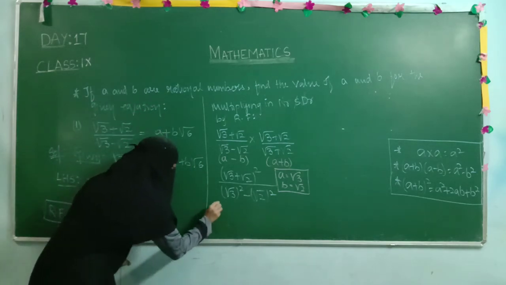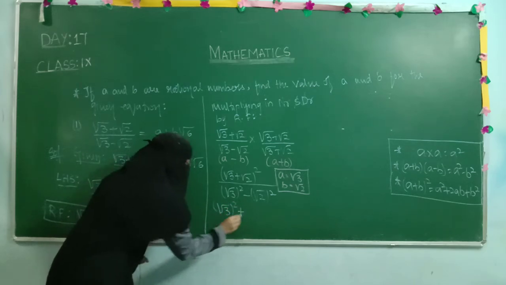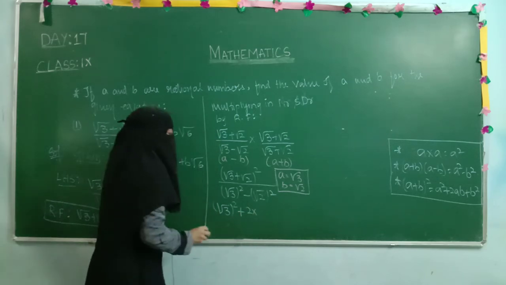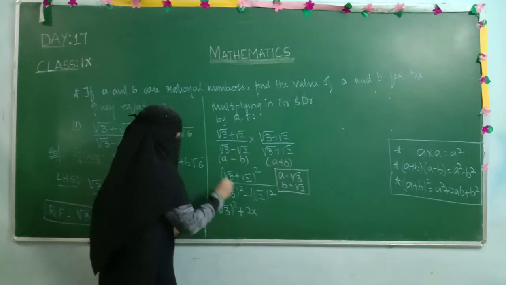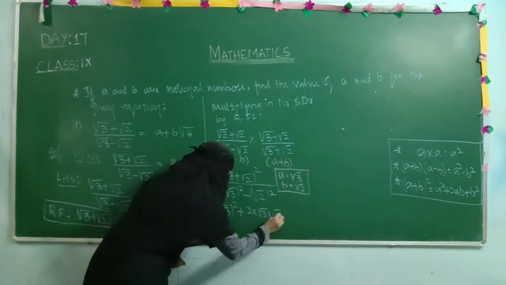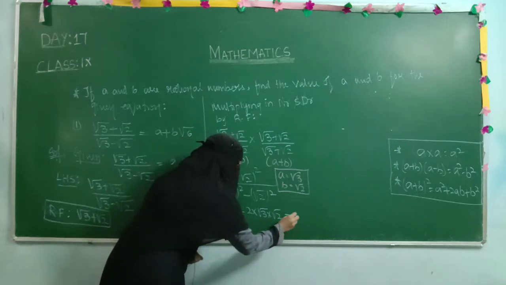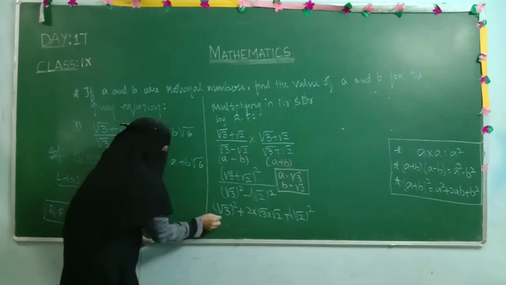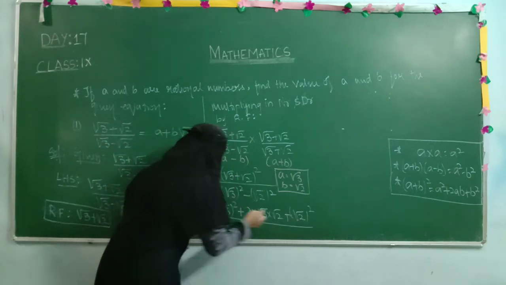So a square is root 3 whole square plus 2ab. This is very, very important. Everyone is making mistakes here: 2ab. 2 into what is a? A is root 3, b is root 2, plus b square is nothing but root 2 whole square. This completely we are dividing with this one.